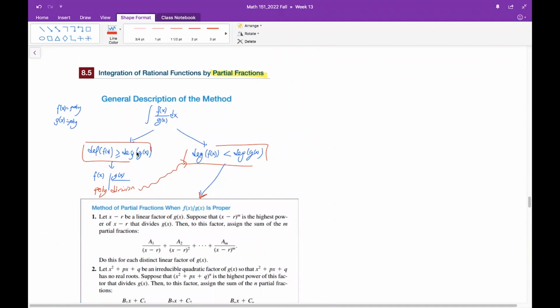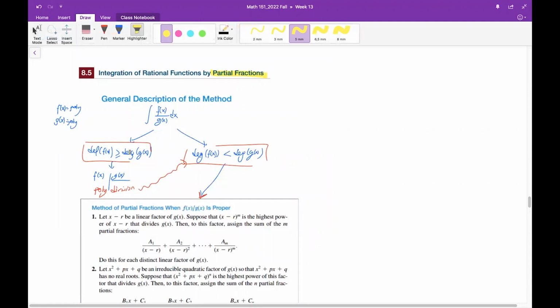We first look at the degrees of the numerator and denominator polynomials. If the degree of f of x is greater than or equal to the degree of g of x, you need to perform a polynomial division first. Once the degree of the numerator is less than the degree of the denominator, you can apply the partial fractions technique. So you need to first check the degrees.